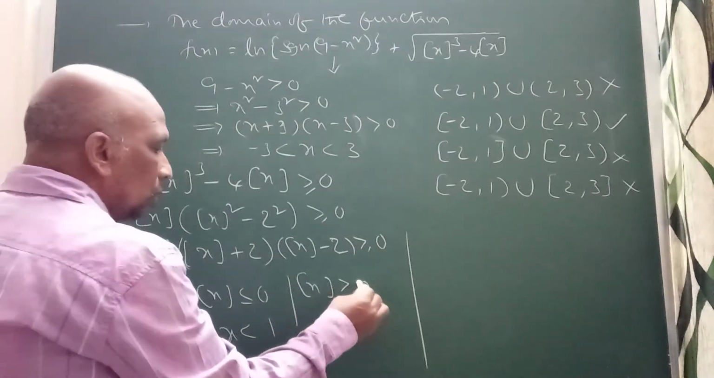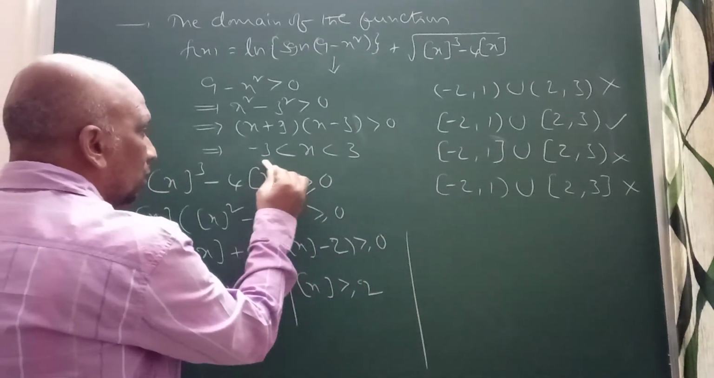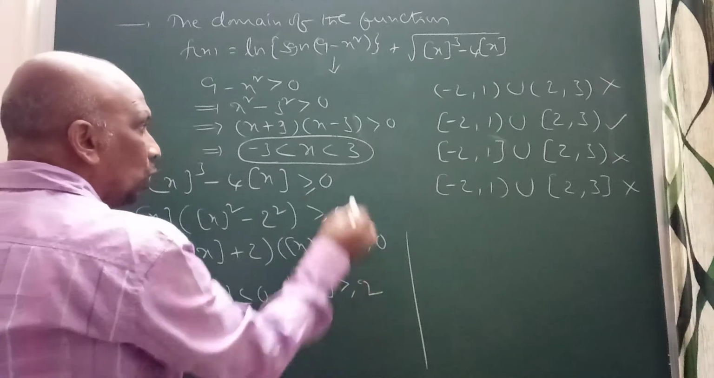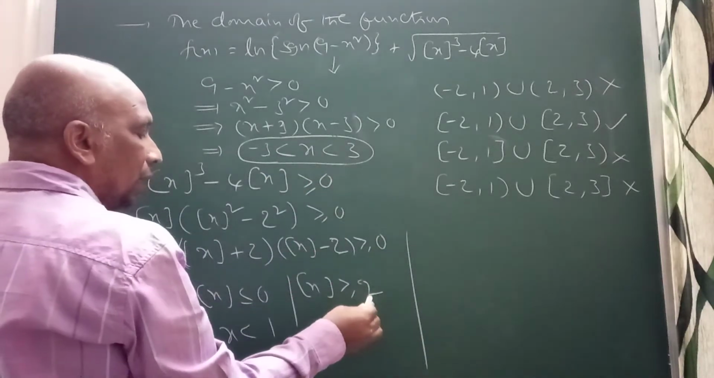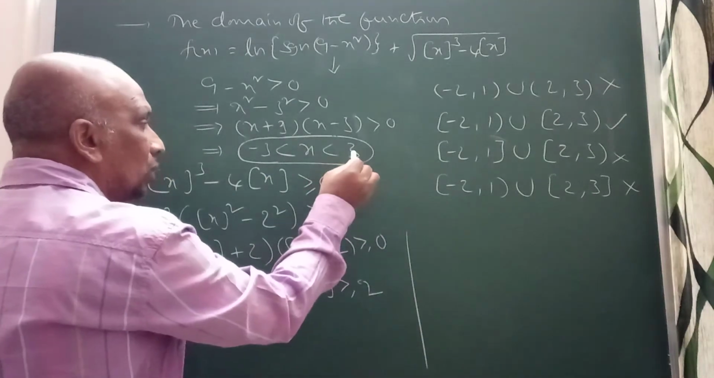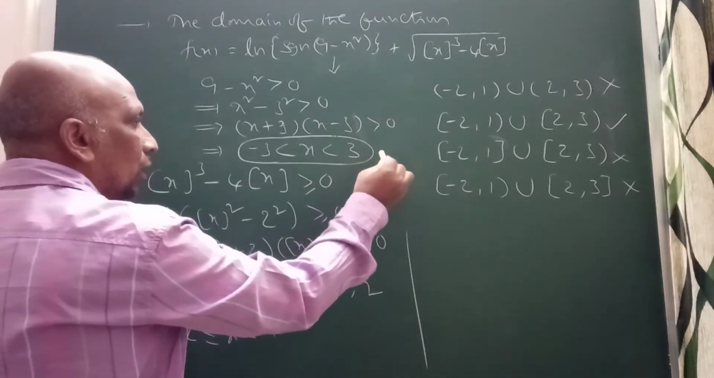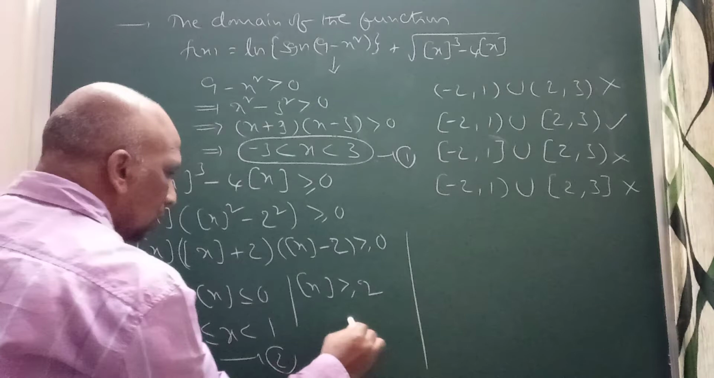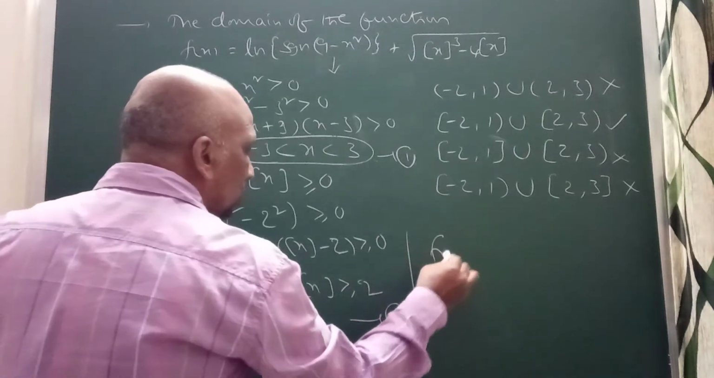Union, this is 2, more than 2. But again you can compare this result between minus 3 and 3. More than 2, between minus 3 and 3. I can take it, so including 2, excluding 3. Correct. If you combine this one, so this is 1, correct. I can write this is 2. This is 3. From 1, 2 and 3.